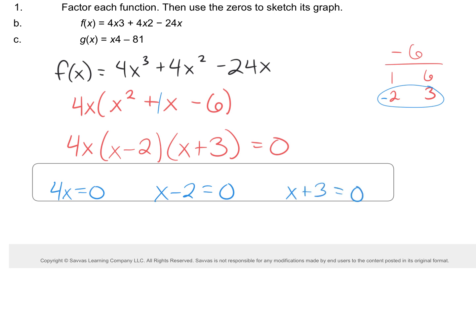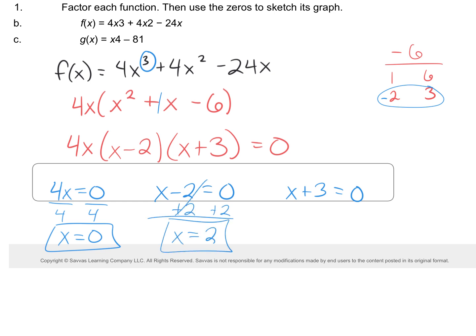First of all, how many zeros should we have? Where'd you get 3 from? The exponent. The degree, right? Okay. How can I solve the first one? How do I get x by itself? Divide by 4. X equals, what's 0 divided by anything? 0. This one I add 2. X equals 2. This one I subtract 3. X equals negative 3.